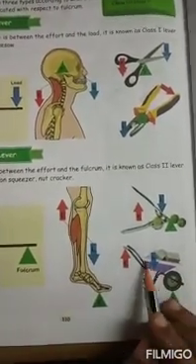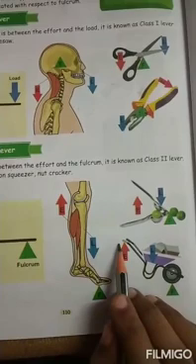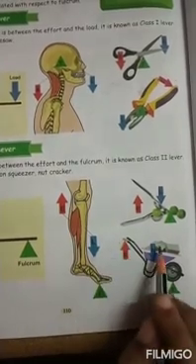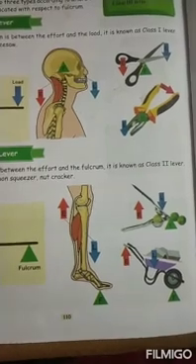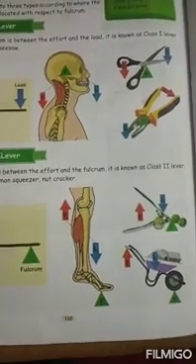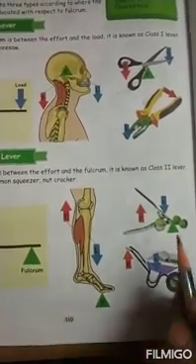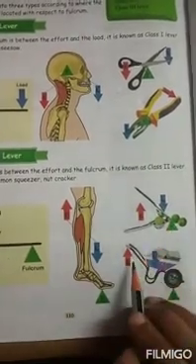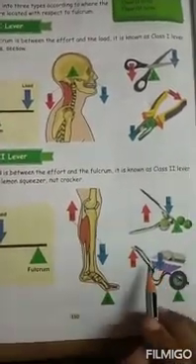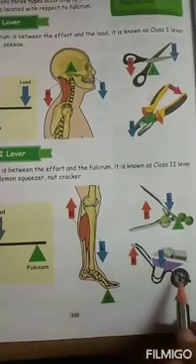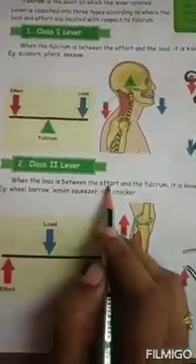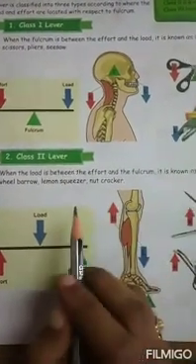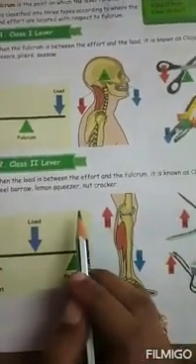In the wheelbarrow also, effort is given here, load is kept in the middle, and the wheel is the fulcrum. To move, it rotates, and based on that only the load is moved. So the load is between the effort and the fulcrum. It is known as class 2 lever.